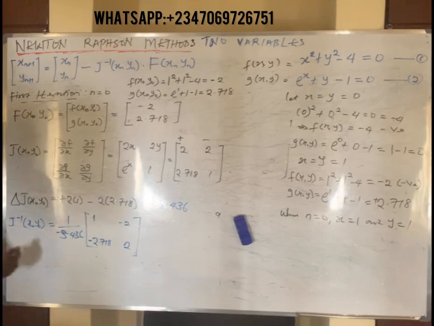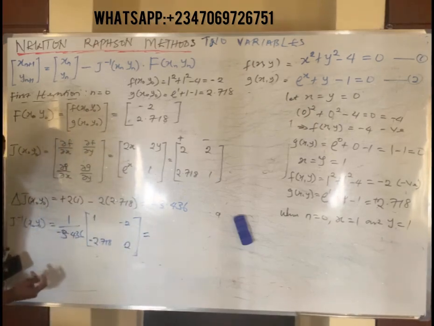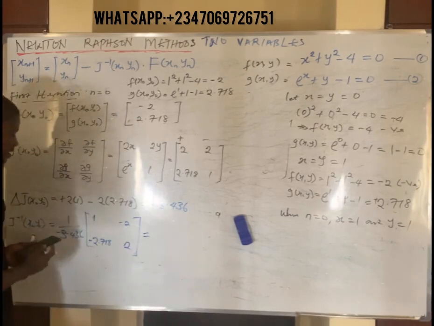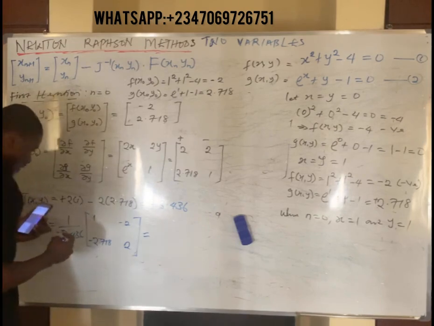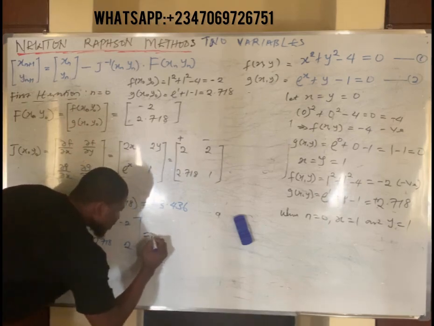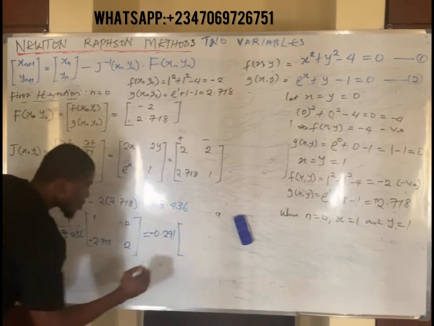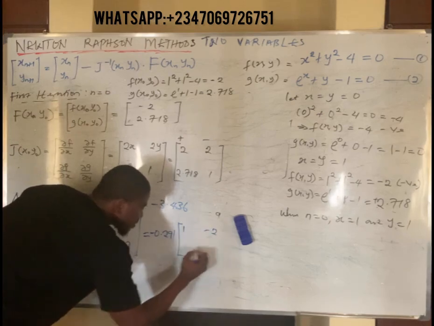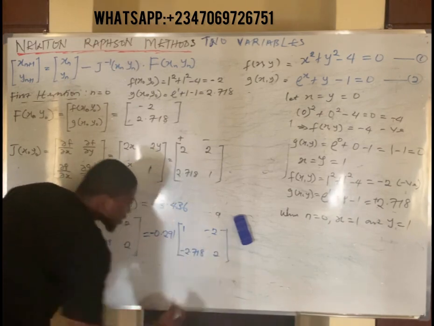So if you multiply these two together, this simply gives us the Jacobian inverse of that given matrix, right? So this is going to be equal to, let us find 1 divided by negative 3.436, just to break everything down, right? So 1 divided by negative 3.436 gives us approximately negative 0.291. Now this multiplies by the matrix 1, negative 2.718, negative 2, and 2. Okay.